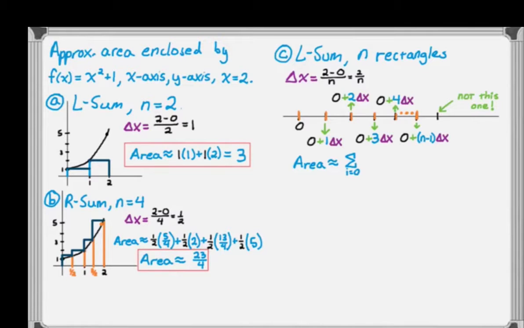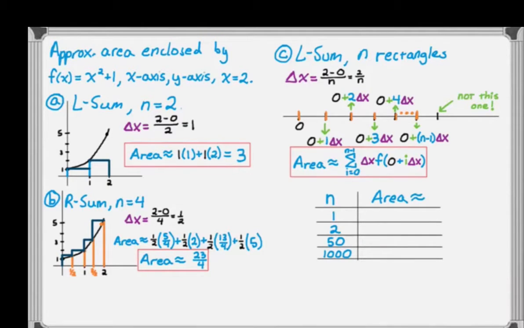And then I don't include the last one, but I do go to the next to last, let's say. So I'm going to stop counting at n minus 1. Each rectangle will have a base of delta x and a height that's determined at that left endpoint. So that's going to be f of 0, which is the left endpoint, plus i delta x. Take a look at that, see if you can make sense of it.